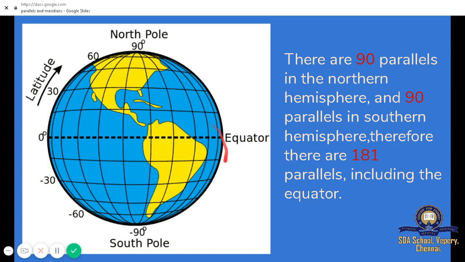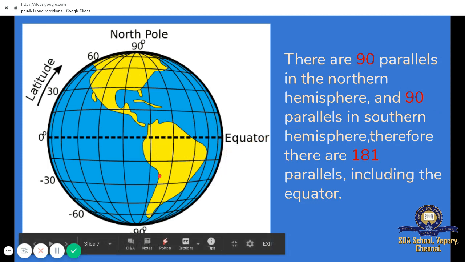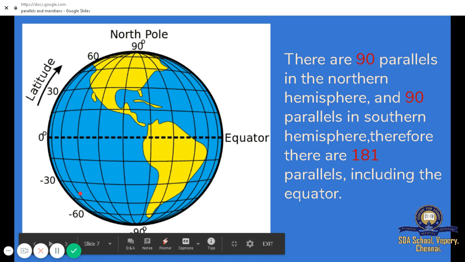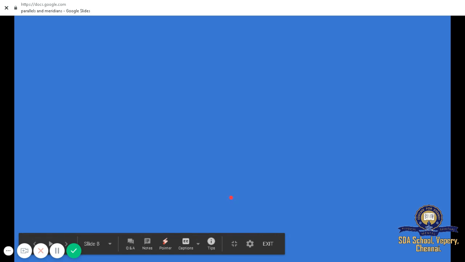So totally 180 parallel lines. In that, we have to include the equator also, because it is an imaginary line that divides the Earth into two parts. So we have to count it. Therefore, there are 181 parallel lines.